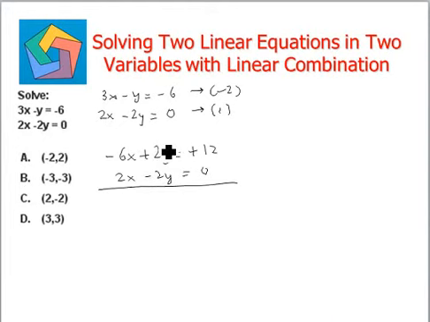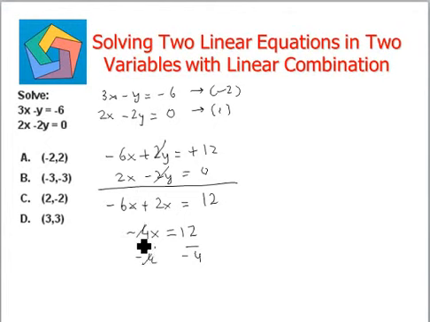Now if you observe carefully, if we add the two equations, the y will get eliminated. So positive y and negative 2y becomes 0. Negative 6x plus 2x equals 12. So negative 6x plus 2x is a negative 4x equals 12. To find out the value of x, we divide by negative 4 on both sides. This becomes 1. 12 divided by negative 4 is a negative 3. So we found the value of x as negative 3.